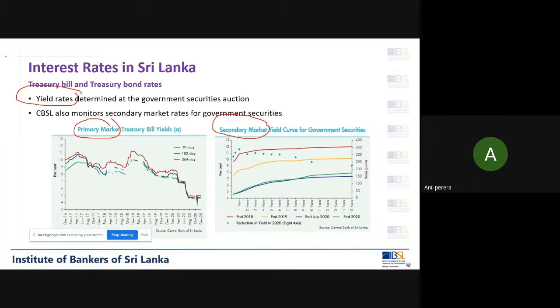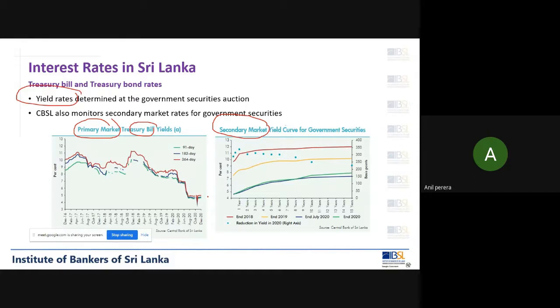Now in this chart we have primary market treasury bills. For treasury bonds also we have primary market rates, but it's really difficult to draw a series like this. The reason is there are various tenors: 5 years, 5.1 years, 3 years, 3.2 years, likewise various tenors are there.